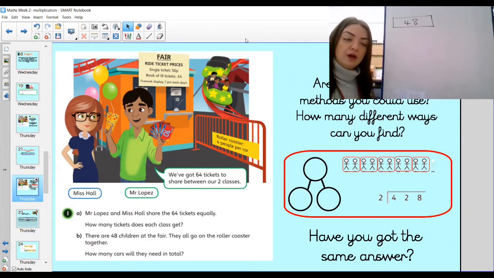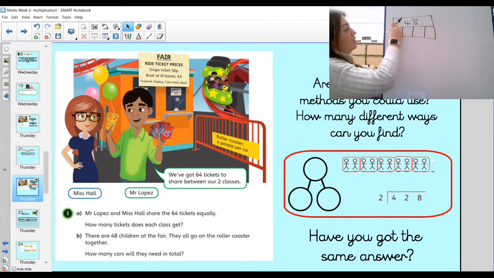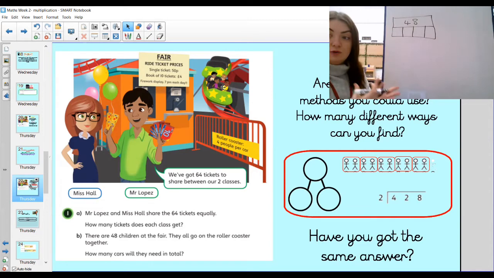They all go on the roller coaster together. How many cars will they need in total? So I need to now look at the cars in the picture. Can you see the cars there? How many children will be going in each car? My answer is 4 children in each car. So what I'm going to need to do is put 4 children in each car. So I need to divide the answer by 4. I'm going to group those children into 4, and that is going to show me how many.